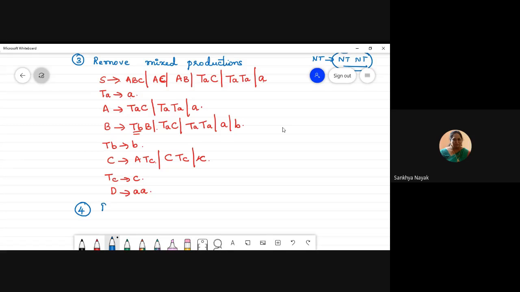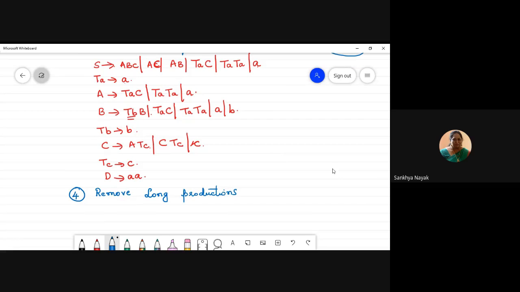And my final step is to remove long productions. Okay. Means if you have more than two non-terminals on the right hand side, you have to reduce it. Correct? So let us do it. Let us take this. In this I have more than two non-terminals. So I will write it as S derives A S1. And what is S1? S1 is BC.